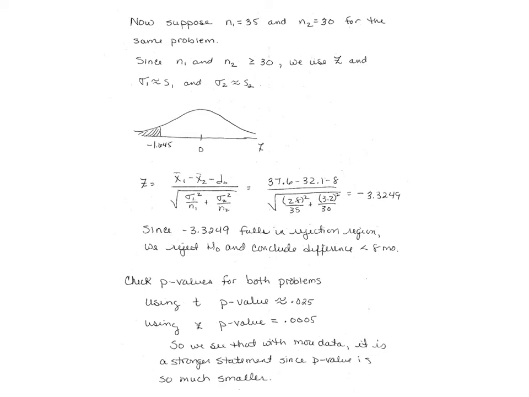Now let's suppose that n1 equals 35 and n2 equals 30 for the same problem. Since n1 and n2 are now both greater than or equal to 30, we use the z distribution, and since we don't know what the sigmas are, we use the sample standard deviations instead.